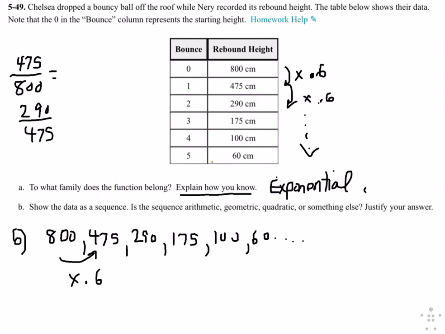We're multiplying by 0.6 each time. So this makes it a geometric sequence, right? Because we're multiplying. If we were adding, it'd be an arithmetic sequence.